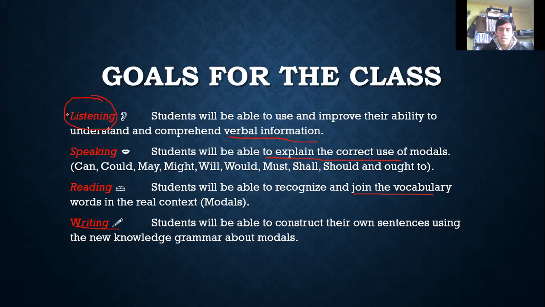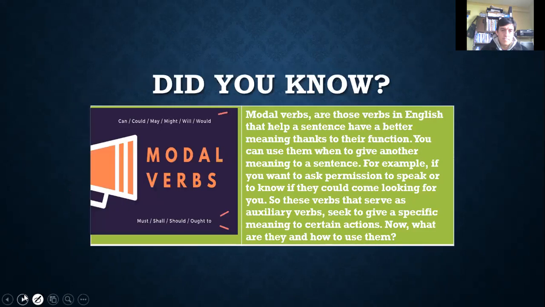Students, welcome to this. I need you to concentrate very well, please. Do you know the modal verbs? You can see in these aspects: can, could, might, will, would. Examples. Modal verbs are those verbs in English that help a sentence have a better meaning thanks to their function. It is the main aspect of the modal verbs in English.